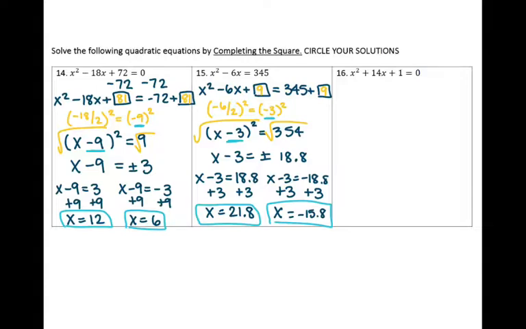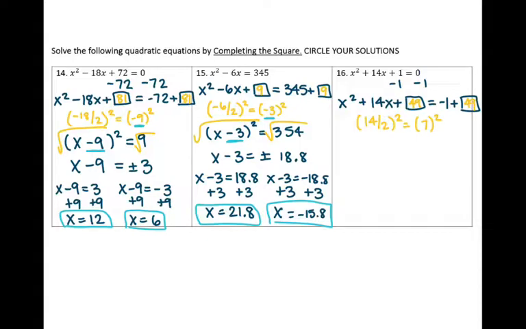Number 16, same thing. I'm going to subtract 1 from both sides, insert my squares, take half of b and square it, and then factor. So I'm taking half of 14 and squaring it. Half of 14 is 7. 7 squared is 49.